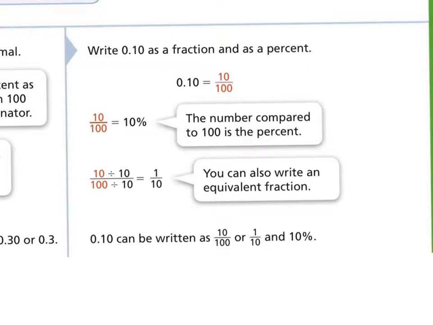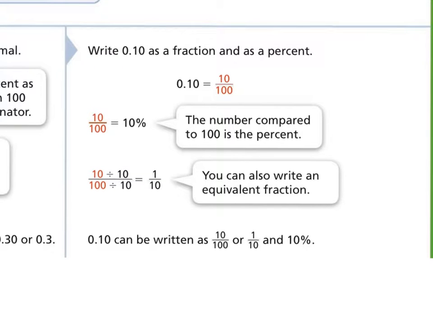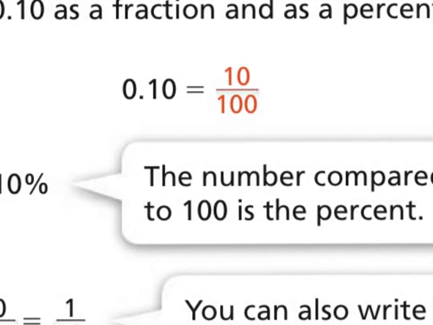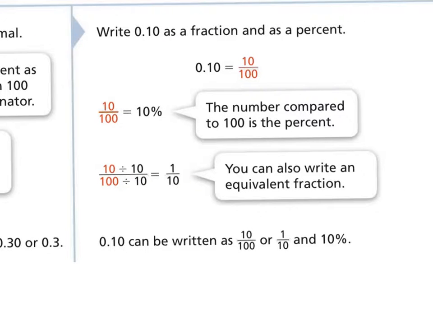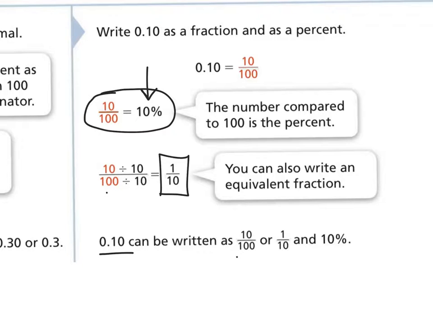So 10 hundredths as a decimal means 10 hundredths as a fraction. Okay, so that's our fraction, and if that's our fraction, we know 10 hundredths, a number out of 100, is a percent, so 10 out of 100 means 10%. And then going back to the fraction, 10 hundredths, always reduce if you can for your fractions. 10 hundredths can be reduced by 10, numerator and denominator, down to 1/10. So we have 10 hundredths, reduced fraction is 1/10, and 10%.